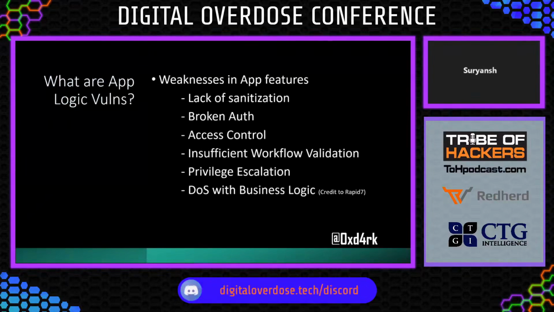So here is a general overview as to what exactly are application logic vulnerabilities. To be basic, they're just weaknesses in app features. You can talk about it like a lack of sanitization. For example, when a site blacklists certain characters or does not blacklist certain characters in an input form or a certain parameter, which allows an attacker to exploit a certain vulnerability.